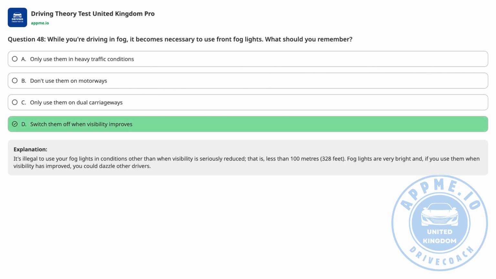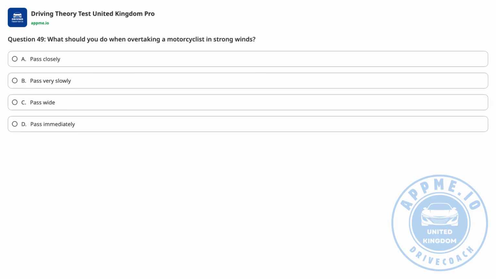The correct answer is D. Question 49. What should you do when overtaking a motorcyclist in strong winds? A. Pass closely. B. Pass very slowly. C. Pass wide. D. Pass immediately.